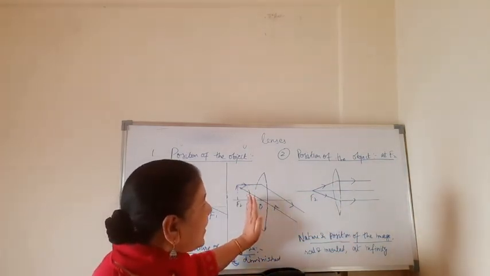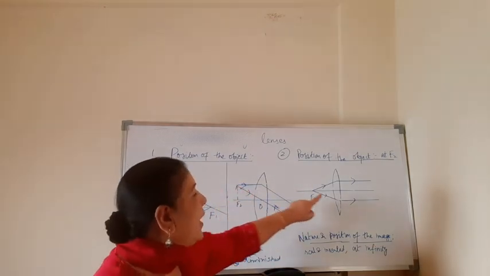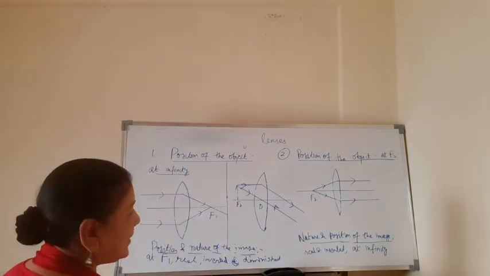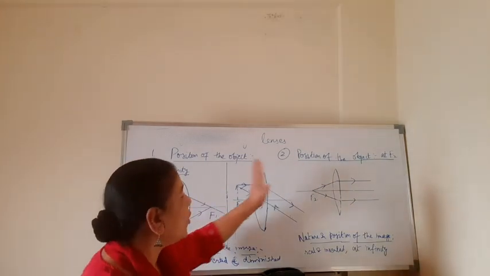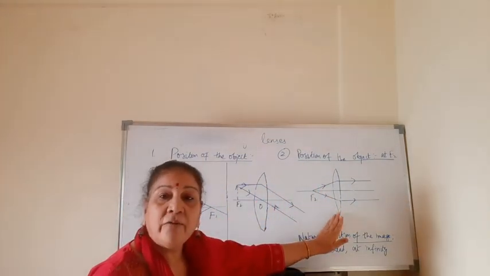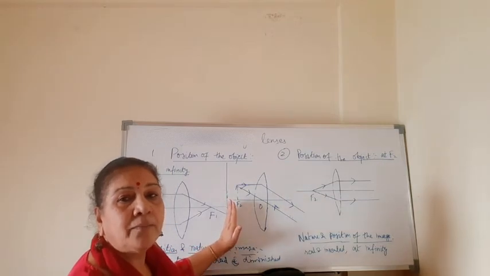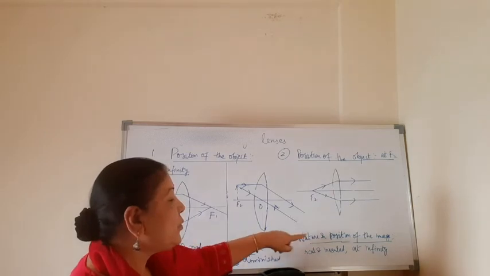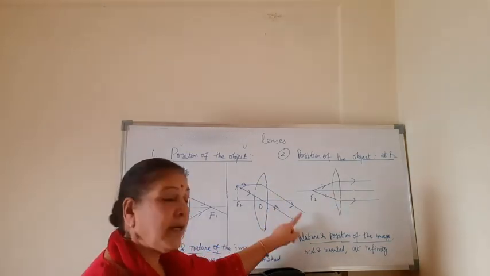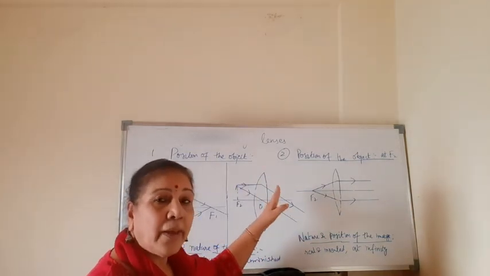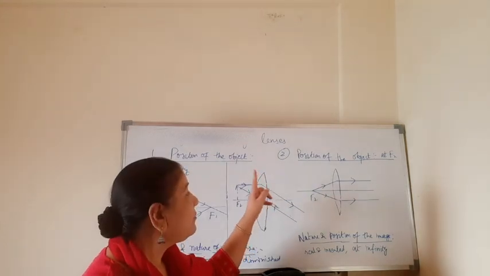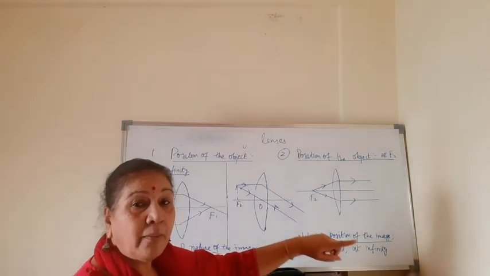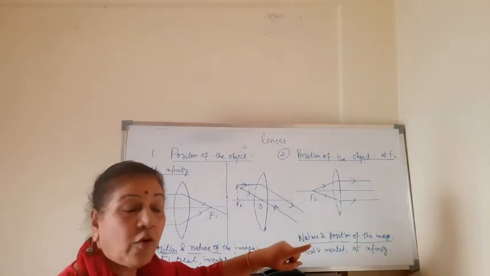So I may take this when the object I have taken a little bigger, and here I have taken the object as a point size object. So in both the cases, this is the same ray actually, position of the object at F2. Here I have taken a little bigger object, here I have taken a point size object. But the nature and position of the image will be the same. Nature: real, inverted, position at infinity. So this is the second ray diagram for the image formation.